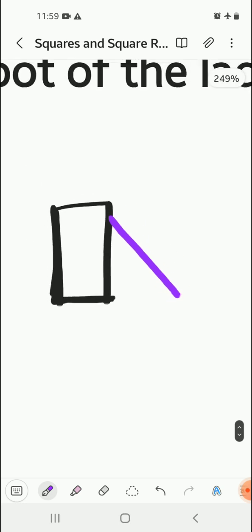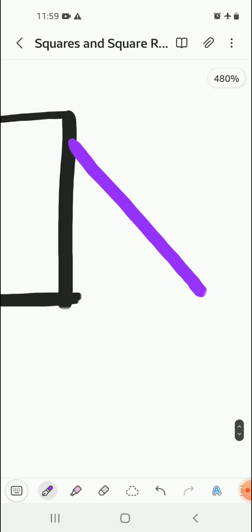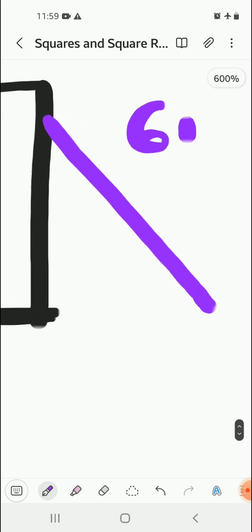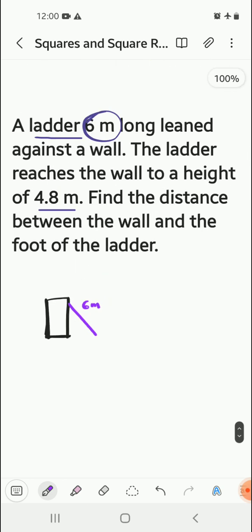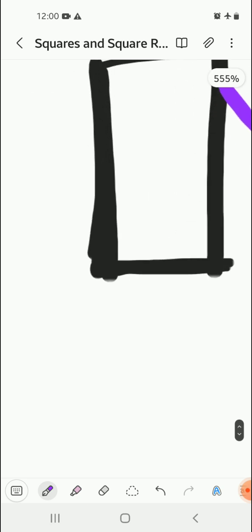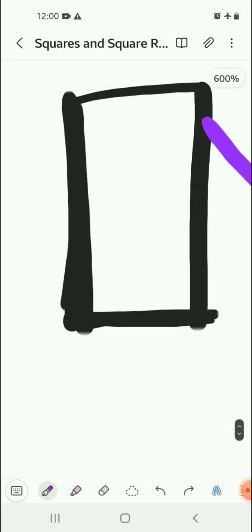The question says that a ladder is 6 meter long, which means the length of the ladder is 6 meter, and the ladder reaches the wall to a height of 4.8 meter, which means the height at this point of the building to this ladder is 4.8 meter. So over here we're going to write 4.8 meter, that is the height.